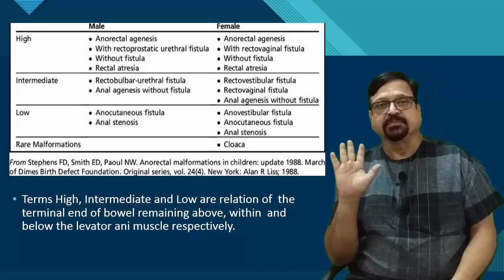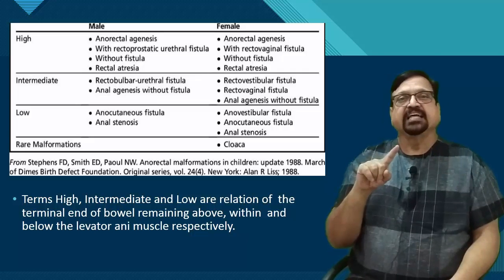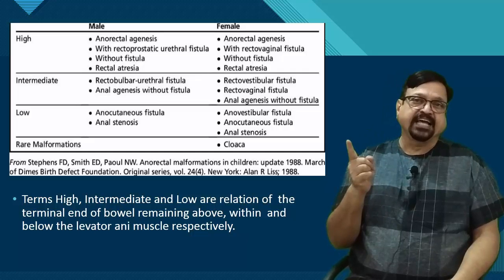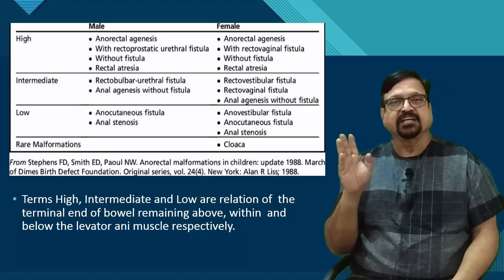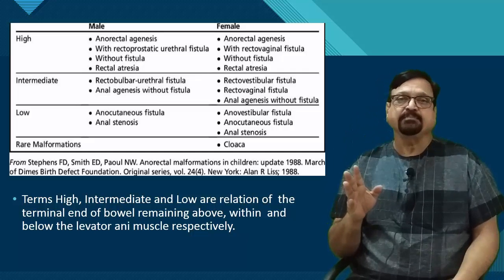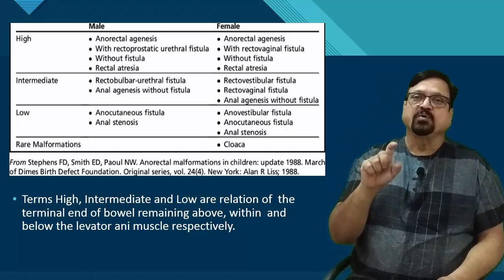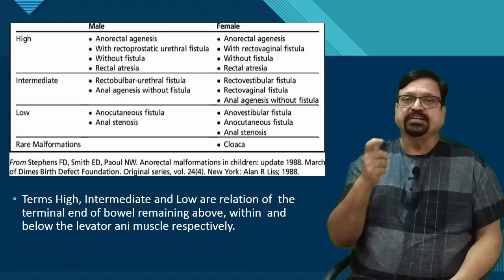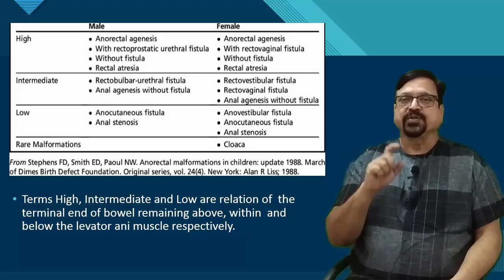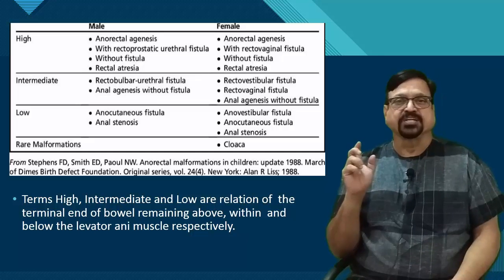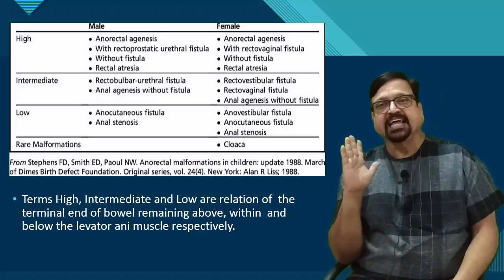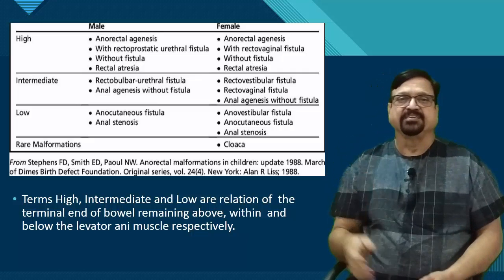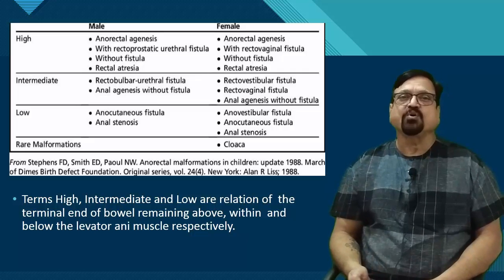Now third is the low type. What happens in the low type? These anocutaneous fistulas are there, or there can be anal stenosis. The anus is there, but it is just stenotic. Now what happens in females is anovestibular fistula, anocutaneous fistula, or anal stenosis. Now rarely a cloaca can be present. So these are the classifications which are commonly referred to.